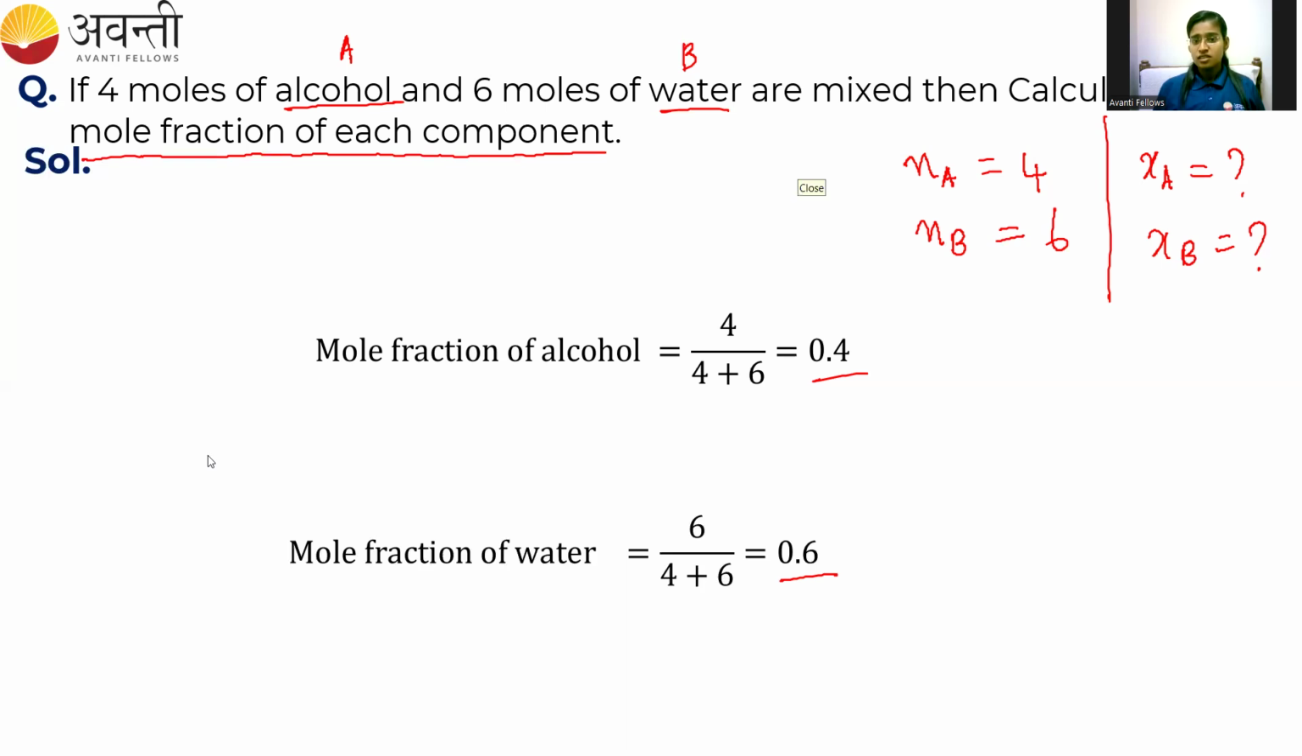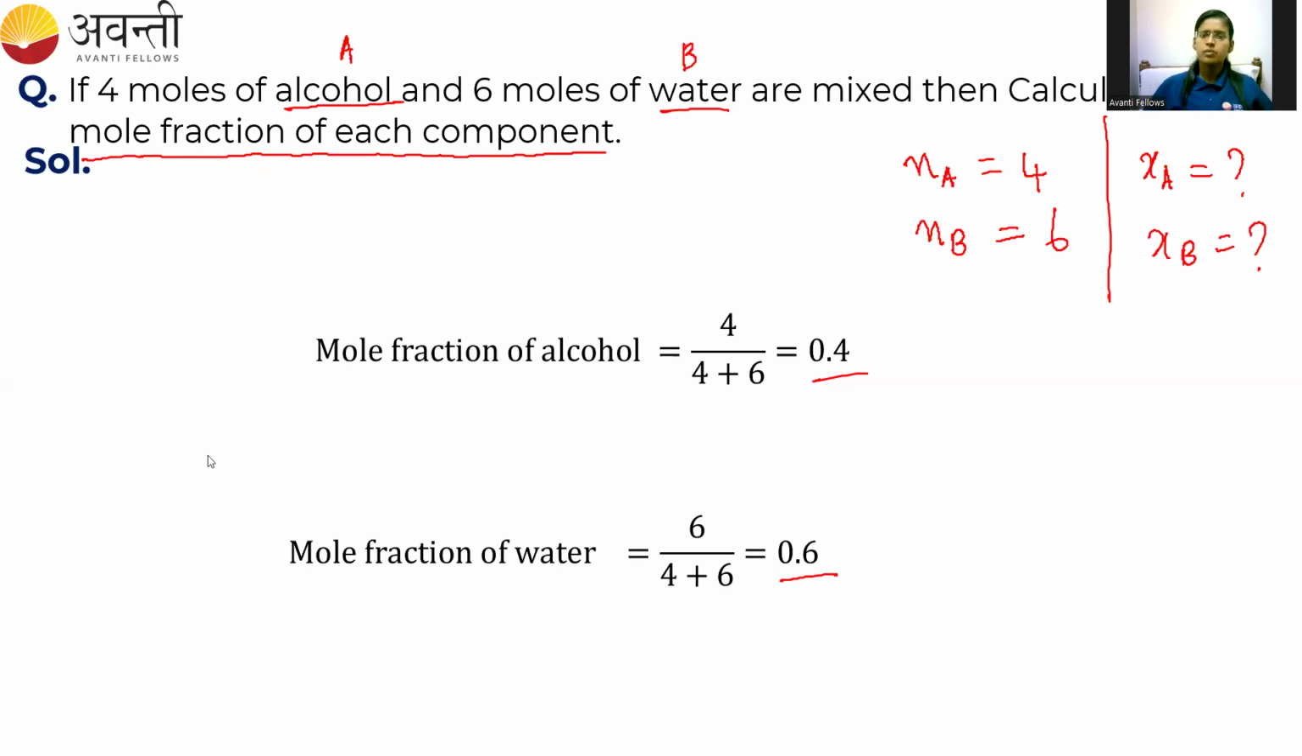Yes, Kalaburgi students, it is correct. 0.4 and 0.6 is correct. I have given the answer on the slide, no? It is correct. Shall I go for the next term? Shall I go for the next concentration term?